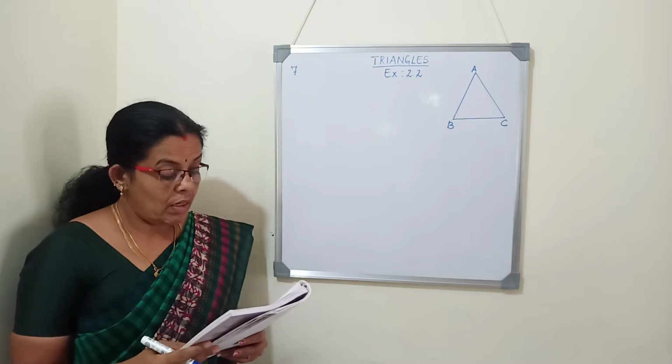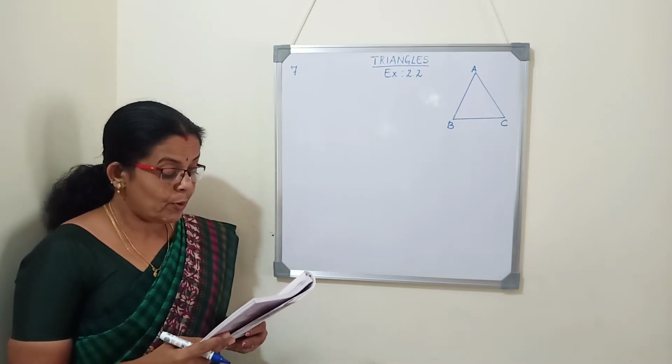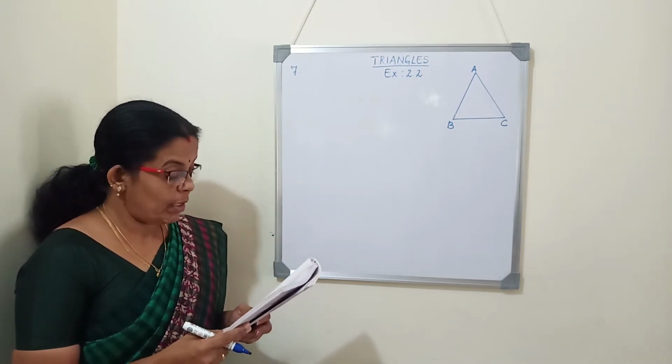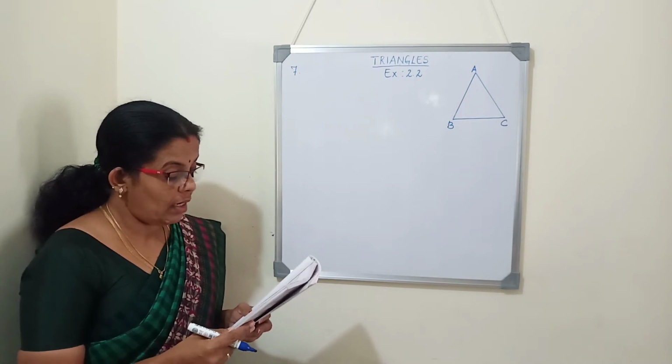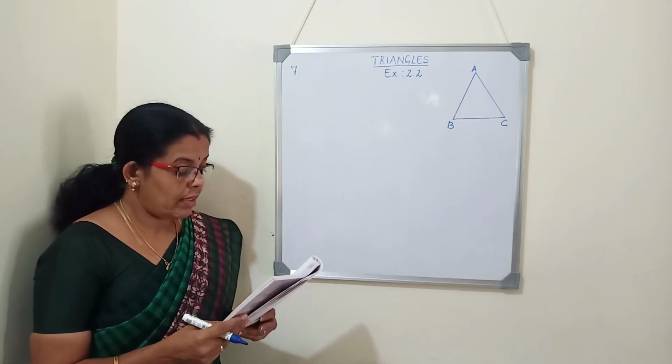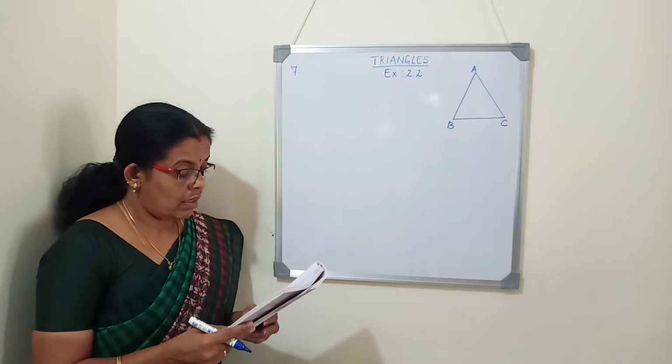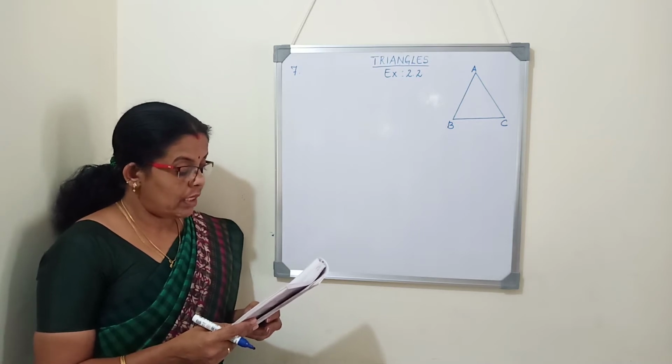Seventh question. Using theorem 2.1, prove that a line drawn through the midpoint of one side of a triangle parallel to another side bisects the third side. Recall that you have proved it in 9th standard.